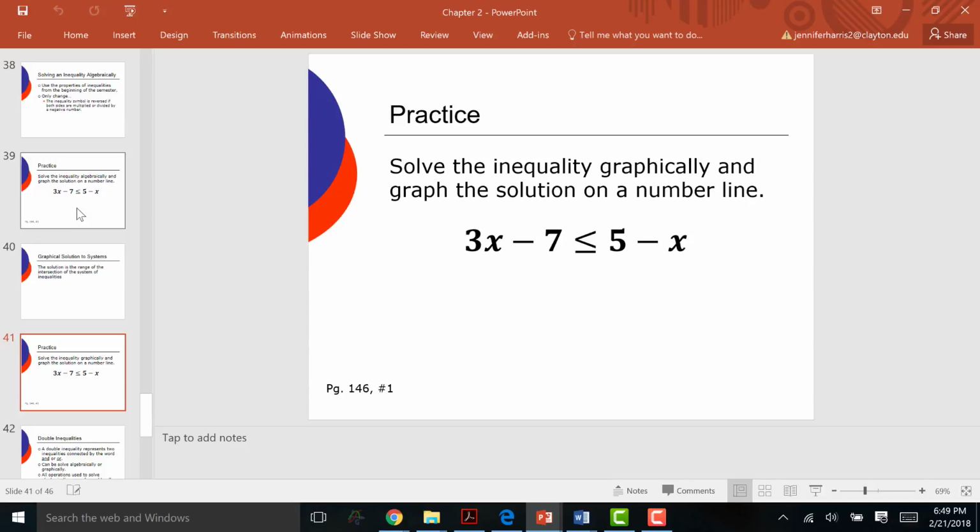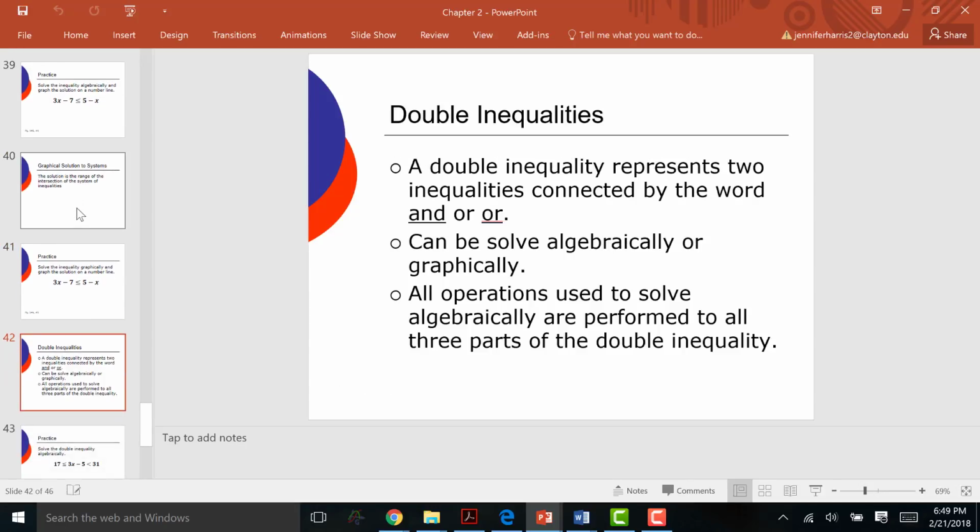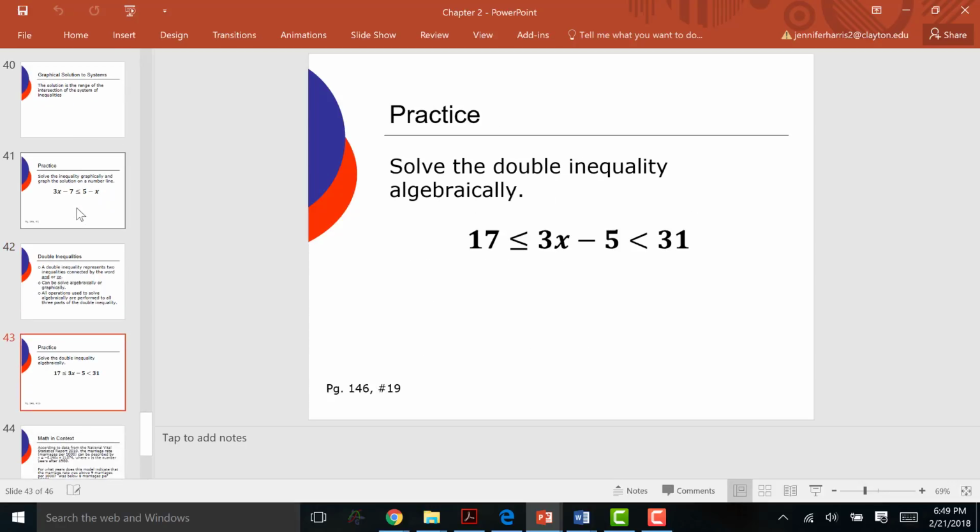Okay. Next slide. Double inequalities. What does the word double mean? 2 of them. So instead of 1 less than or equal to symbol, how many am I going to have? Instead of 1, I'm going to have 2. So now we've still got to solve the inequality, but we're going to have 2 less than symbols. So here is what we're getting ready to do. It's got 2 less than symbols in it.